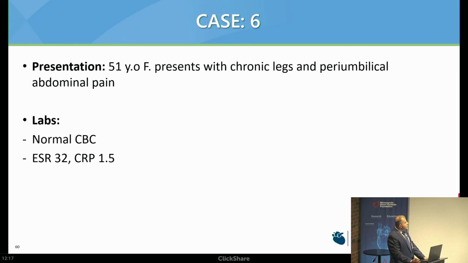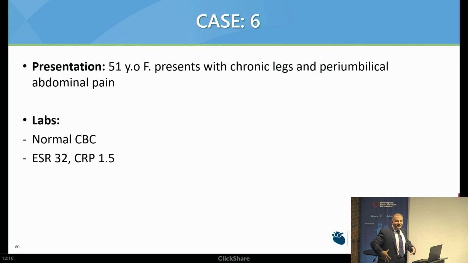A 50-year-old female. This case is actually from my colleague at Mayo, Dr. Koster. He's a rheumatologist, and I did my fellowship there. He was doing his fellowship there when I was there. He shared this case with me. A 51-year-old female presents with chronic leg and periumbilical abdominal pain.